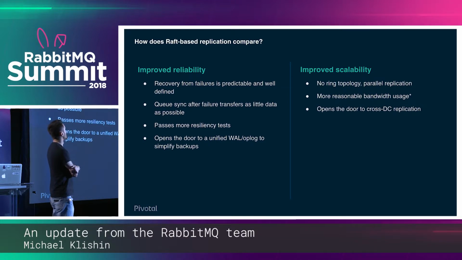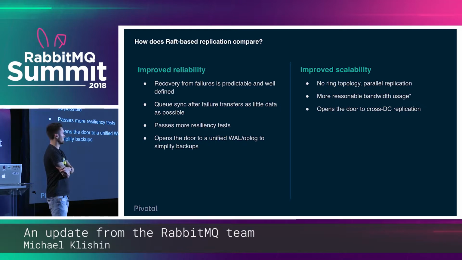Compared to mirrored queues, there is no ring topology. Replication is parallel, which I think is self-explanatory, right? As I mentioned, it has more reasonable bandwidth usage. Actually, Raft has a reputation for being chatty. We found ways to improve on that. I'm going to cover that a little bit.